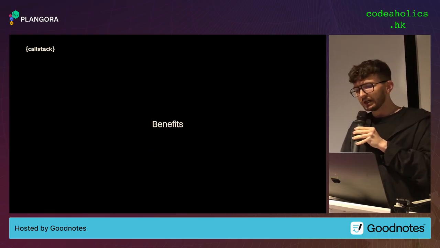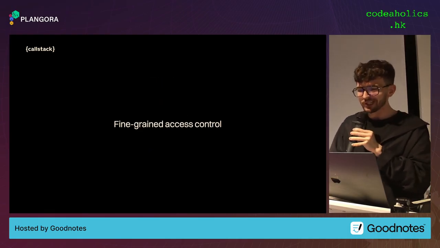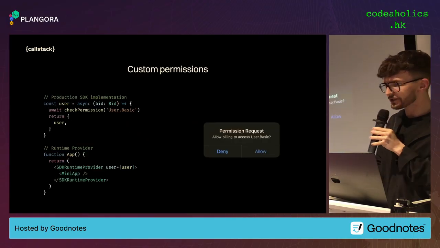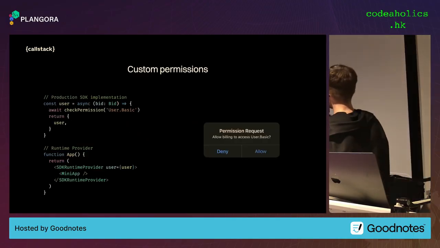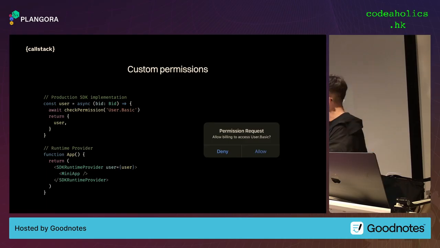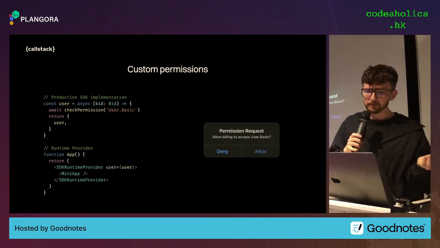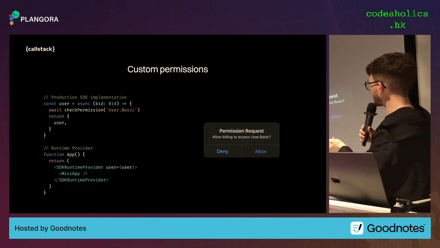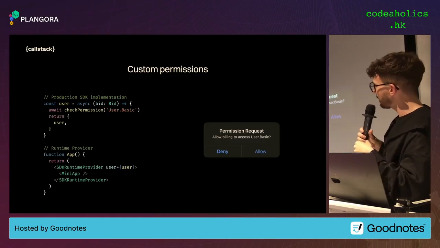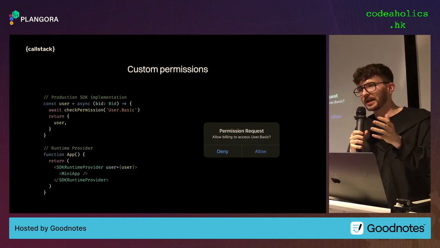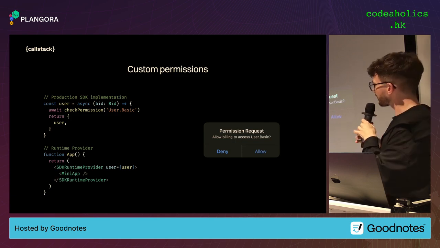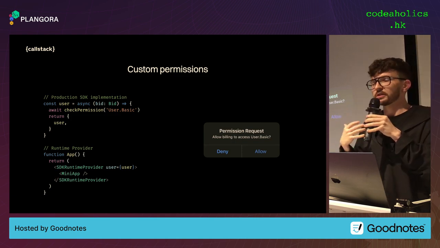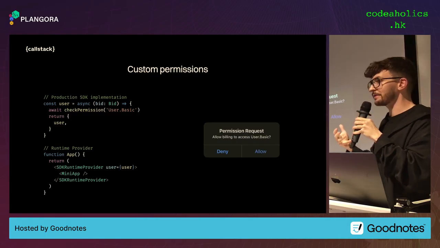The benefits are, first of all, fine-grained control. You can leverage this mechanism to, for example, request Apple-style permissions. So the production SDK implementation on the left side, the user object in this case, will await to check permissions, and in this case it will just ask the user to grant permission to return the user object, and the developer of the media app does not have access to it. So whatever is provided as user implementation doesn't really concern me as a media app developer.